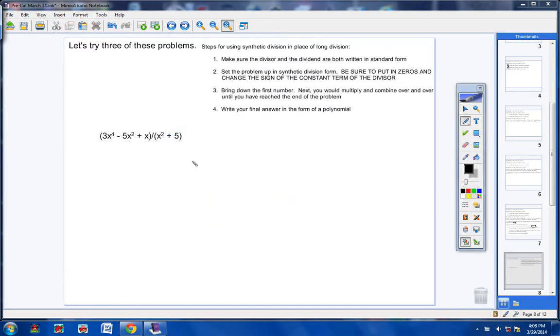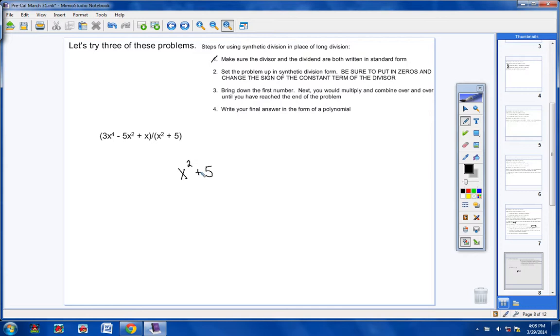Okay guys, I'm going to go a little faster on this problem here. So here we go. Make sure the divisor and dividend are in standard form. They are both in standard form, so we're good there. And let's go ahead and set this up in synthetic division. And this is kind of a trick problem, okay? Right away you should notice something. You cannot use synthetic division on this problem because if you'll look at your divisor, it's x squared plus 5.